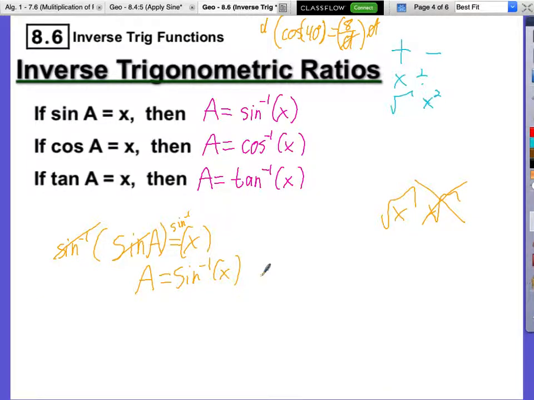Now we'll try this with numbers so it makes a little more sense. I'm not just going to keep it this abstract.